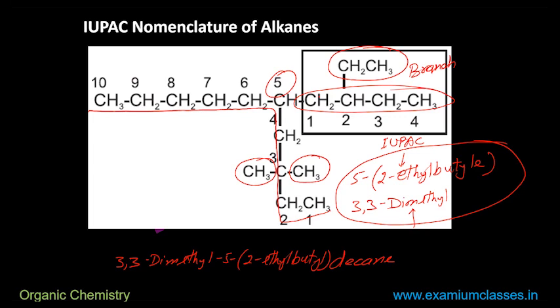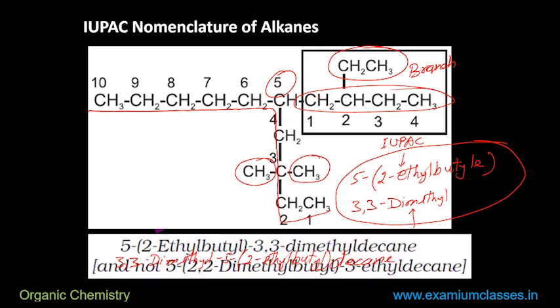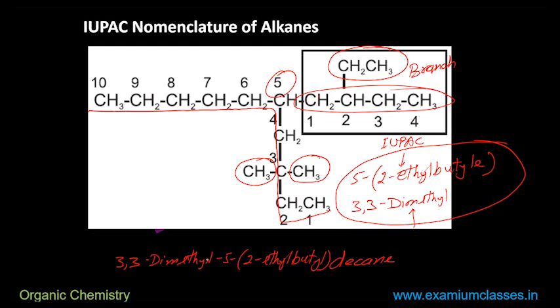Sir, could you please explain the part where you wrote 1-5? It is not 1-5, that is dimethyl. Oh, okay, sorry, sir. So 3,3-dimethyl is one substituent, means on third carbon I have 2 methyl groups. Then on fifth carbon I have 2-ethyl butyl connected. Whole is decane.